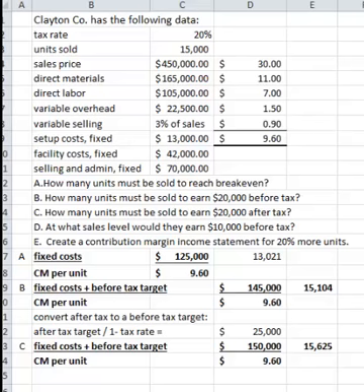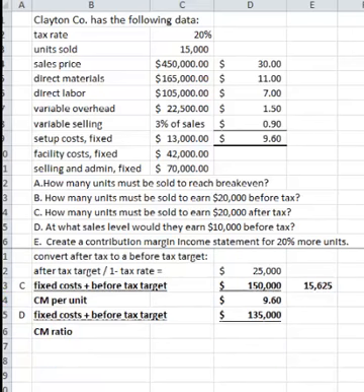Now in D, they're not asking about units. They're asking about sales revenue. So how much sales revenue would you have to generate in order to earn 10,000 before tax? So rather than using the contribution margin per unit in the denominator, we will use the contribution margin ratio, which gives us revenue as the result. So let's do that now. So we have a numerator of 135,000. That's the 125,000 fixed cost plus the 10,000 target. And the denominator should be contribution margin ratio. So let's compute that. That's contribution margin divided by sales.